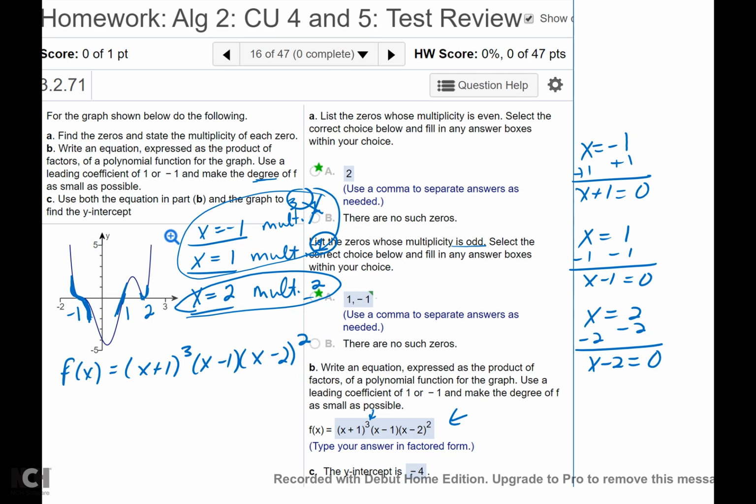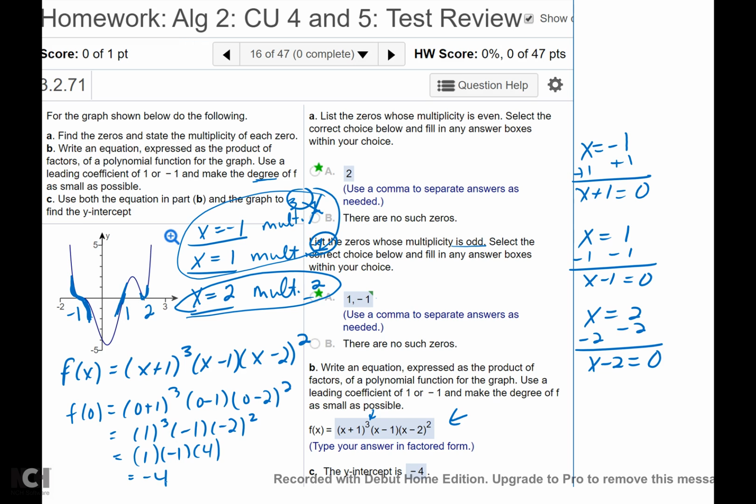And then the y-intercept, algebraically, you could find f of 0. 0 plus 1 cubed, 0 minus 1, 0 minus 2 squared. This would be 1 cubed, this would be negative 1, this would be negative 2 squared. This would be 1 times negative 1 times positive 4, which would be negative 4. And you can also tell from the graph, it crosses right there at negative 4.